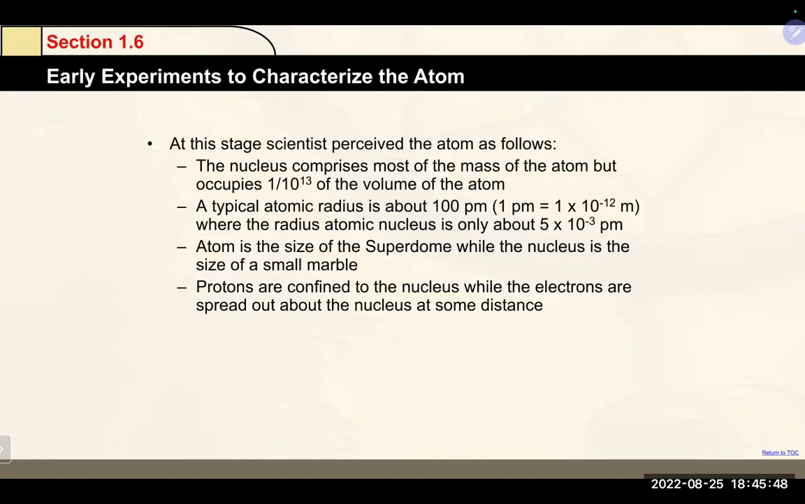So the protons are confined to the nucleus while the electrons are spread out from the nucleus. Is there any type of attractive force between the electrons and the nucleus? There is, right? Electrons are negatively charged, right? The nucleus, for the most part, is positively charged. So back to that opposites attract.